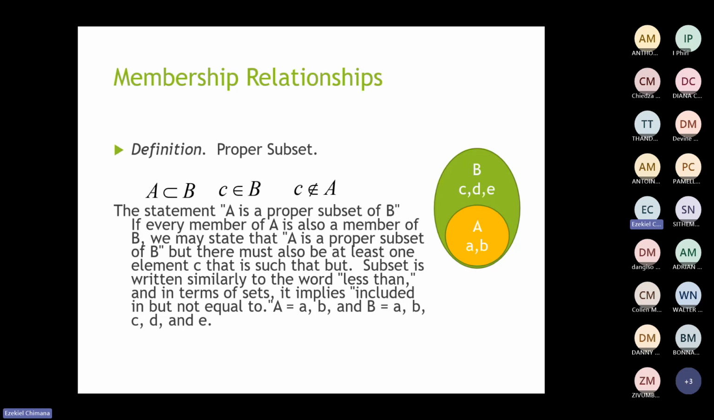We said the statement A is a proper subset of B is if every member of A is also a member of B, we may state that A is a proper subset of B, but there must also be at least one element C that is such that, I think the statement here is not well written. A is a proper subset of B, but there must also be at least one element C that is such that it is an element of what? Of B, but it's not an element of A. I'm sure that's the statement that was supposed to be there. I think it was cut short there.